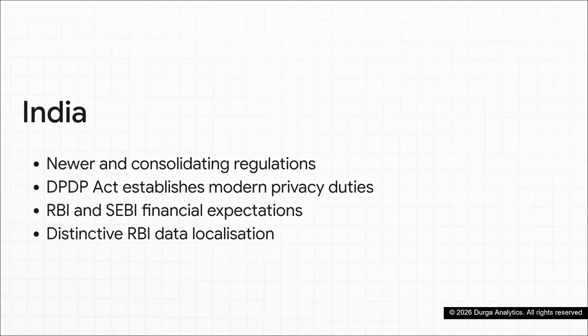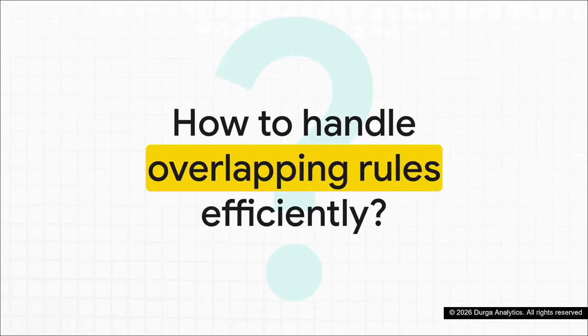They're establishing modern privacy duties through the DPDP Act and its 2025 rules. But what's highly distinctive about India are its category-specific regulatory directions, particularly the RBI's really strict mandates regarding payment data localization.